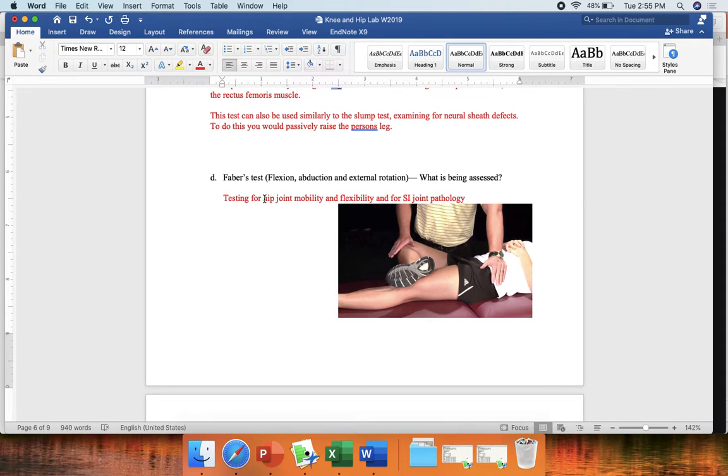pathology. So you're testing for hip mobility, you're testing for general hip flexibility. So if this person can't bring this knee down, if it's straight up, or if they experience pain while they're going down, you could also imagine how this is going to really compress that SI joint on the posterior side. Thereby, you can potentially be testing SI joint pathology. You can test all 3 of those, and it's just a matter of where the person experiences their pain during this test. So it just depends on what they feel and what you're looking for. So that's Faber's test.